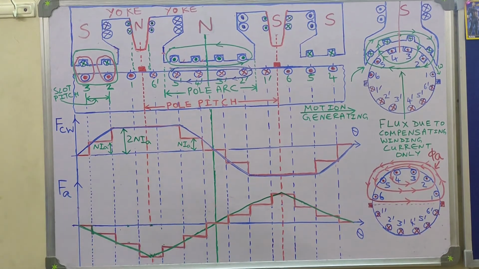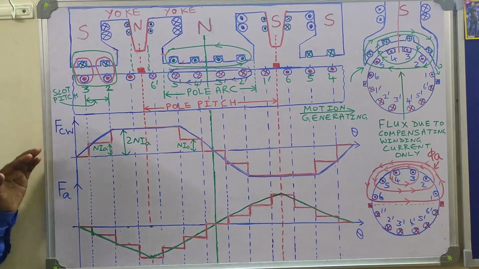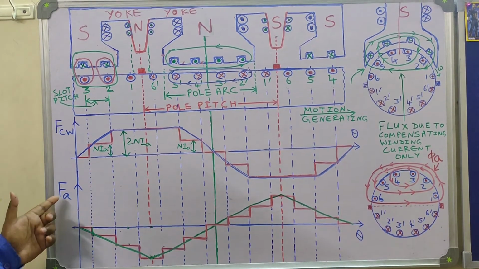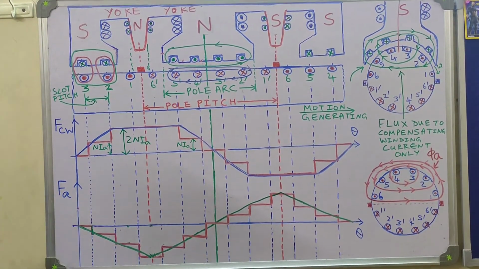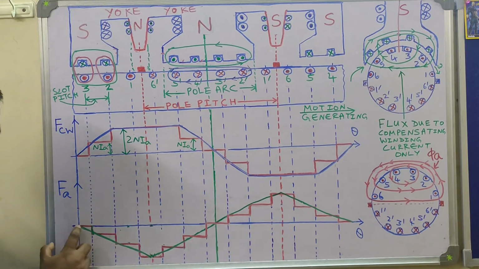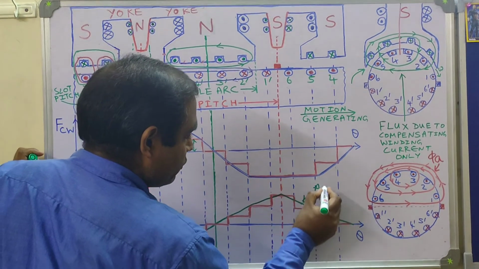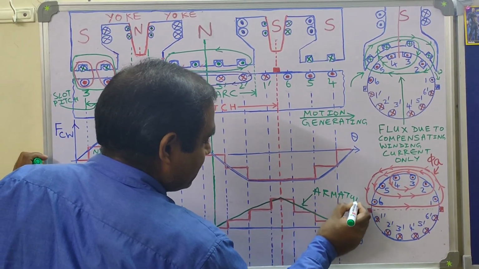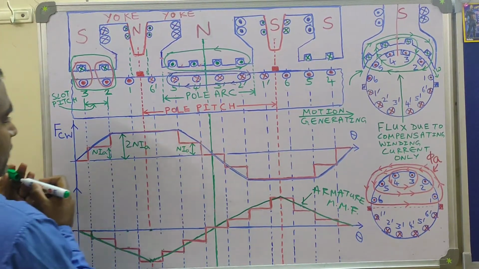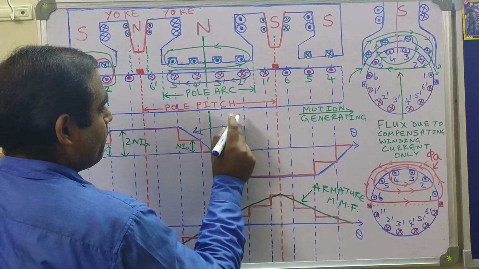Okay, so this was the topic of discussion, that we wanted to find the nature of variation of MMF along the air gap periphery due to compensating winding conductors, and besides that we have also once more derived the nature of MMF variation due to the armature winding current, that is FA. So this green triangular waveform is your armature MMF, that is magnetomotive force due to armature winding current, and this trapezoidal shape is your MMF due to compensating winding.